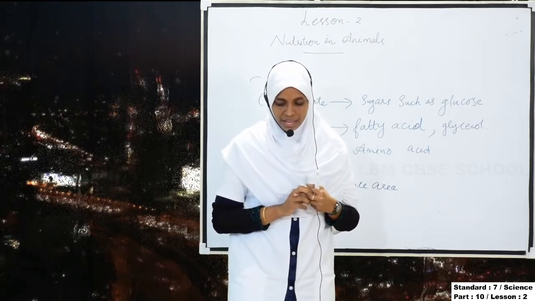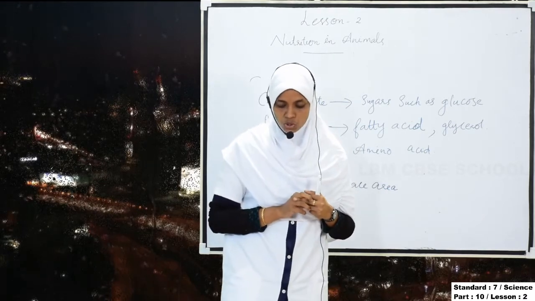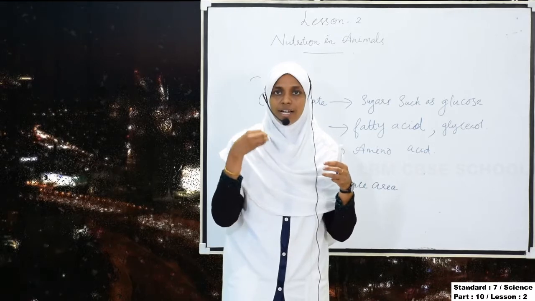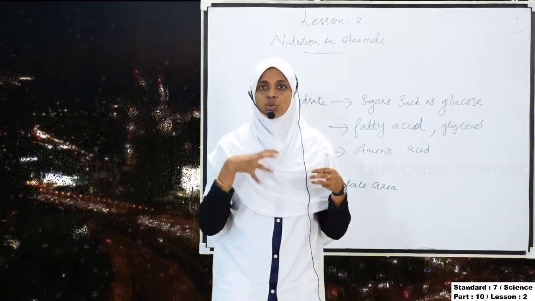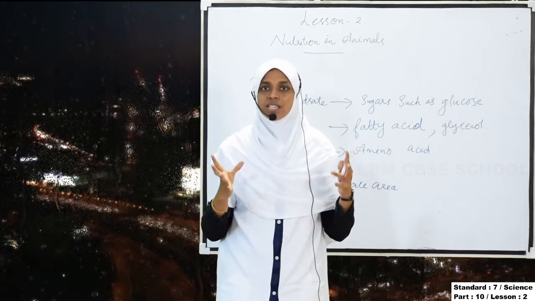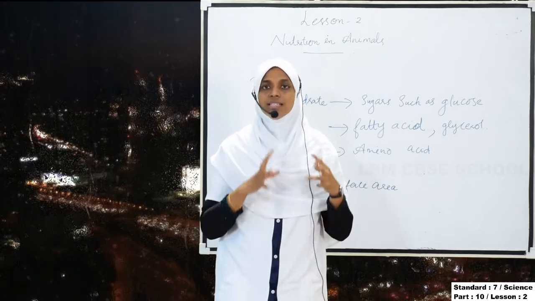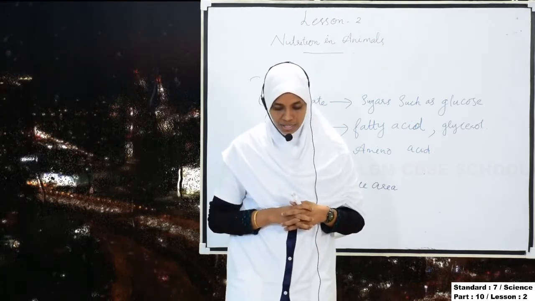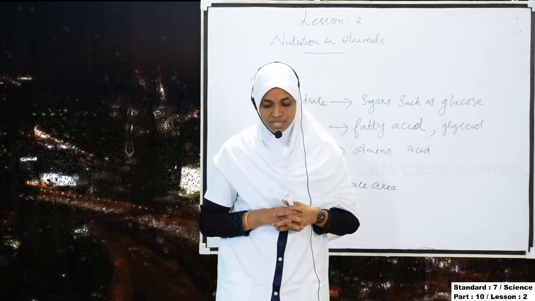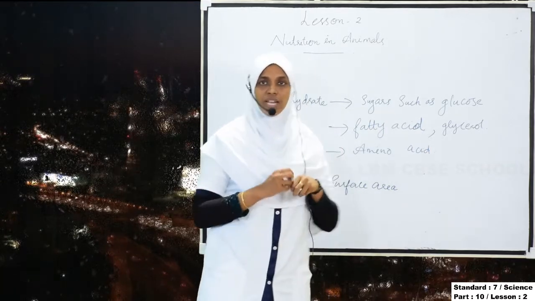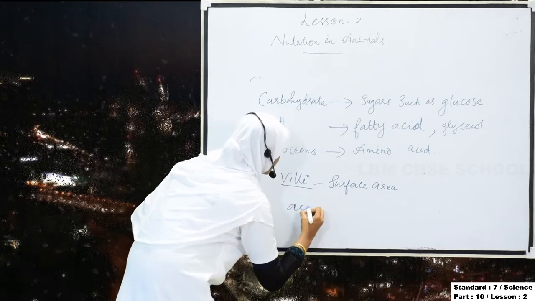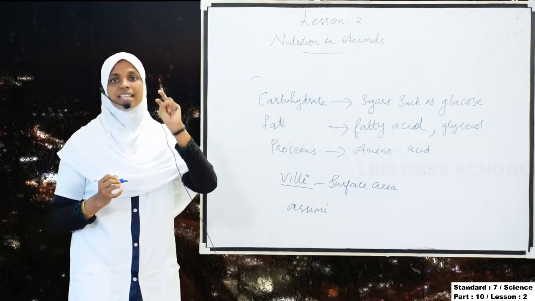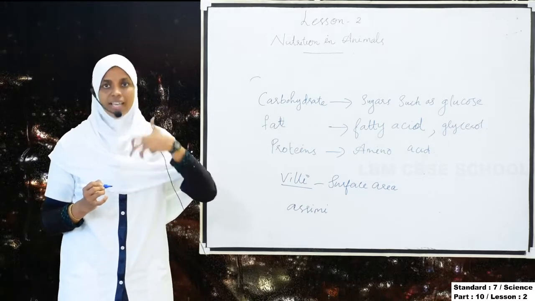Okay, and in the body they are used to build complex substances such as proteins. This digested food is used to build complex substances like proteins, and the proteins are required by the body. This is called assimilation. So in the small intestine, two processes take place: food absorption and its assimilation.